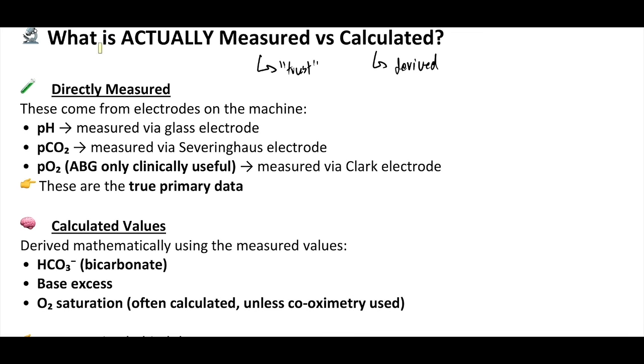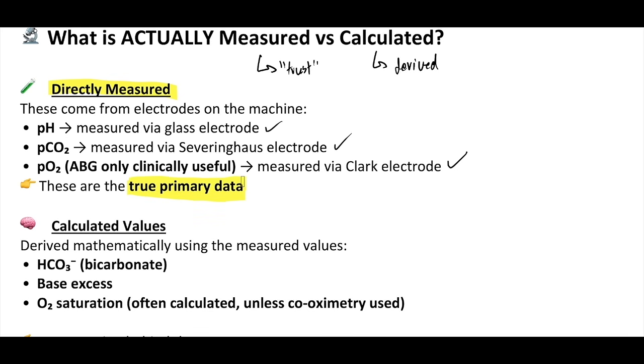Directly measured on blood gases are going to be the pH. Okay, this is directly measured in a gas electrode. The PCO2, this is directly measured on an electrode as well, and the PO2, this is directly measured on the Clark electrode. So these are all kind of true primary data.